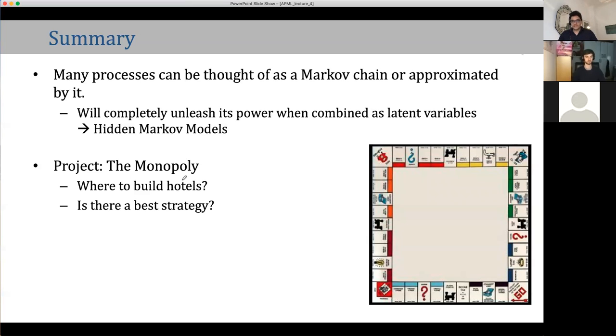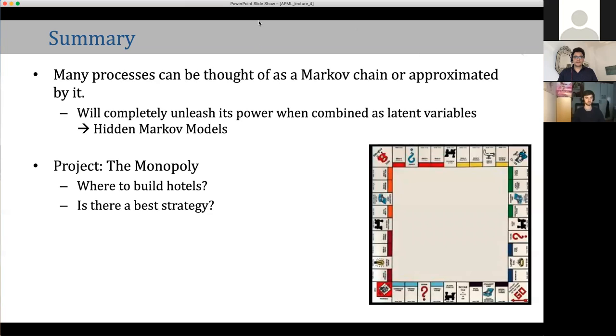Okay. And so the project, as I said, will be the Monopoly. Okay. So this was the course.